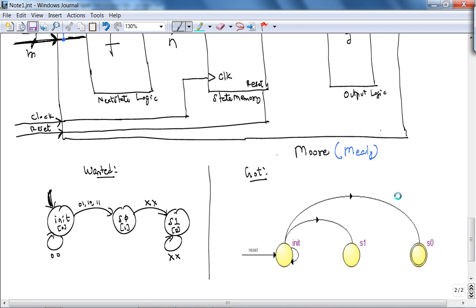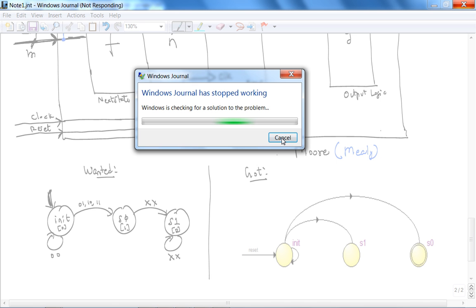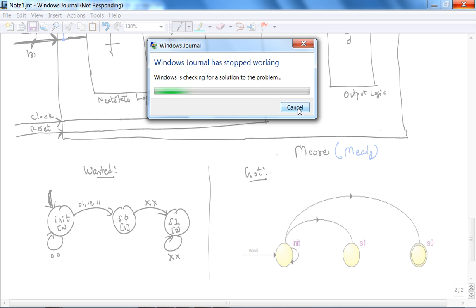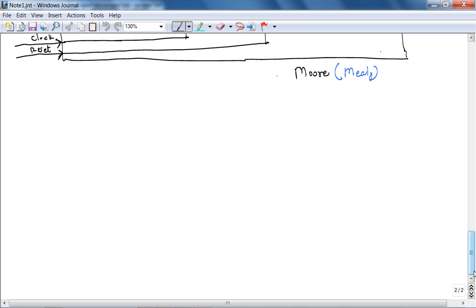Okay, this is very interesting. I think I figured out why Quartus did what it did. That is, again, it stopped working. So anyway, next time what I'll do is I'll start with this. Okay, it's going to restart shortly. I don't know why Windows Journal is just dying every time, but next time I'll start with the differences as to why the two finite state machines are different.